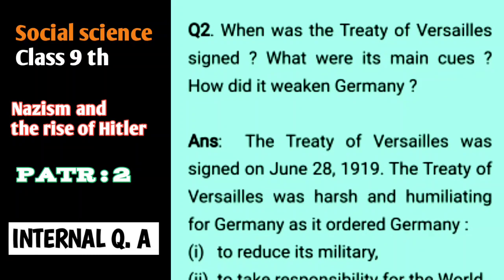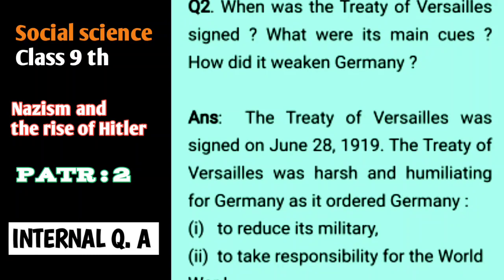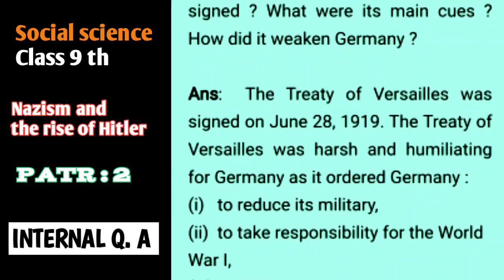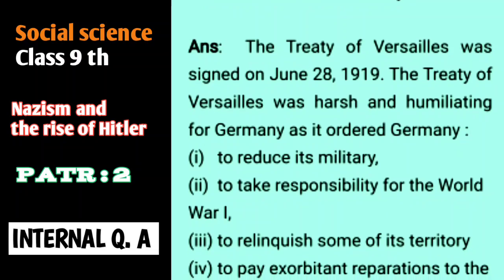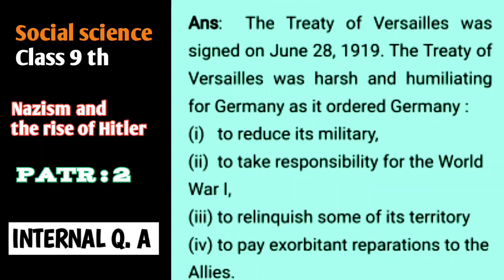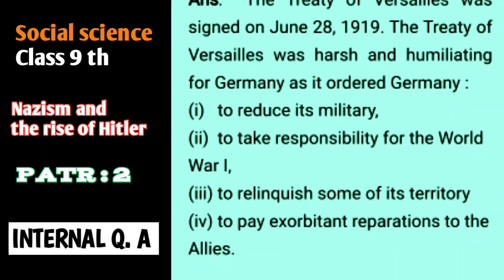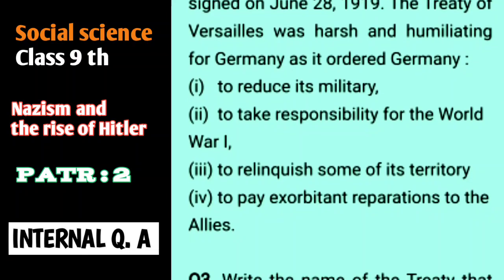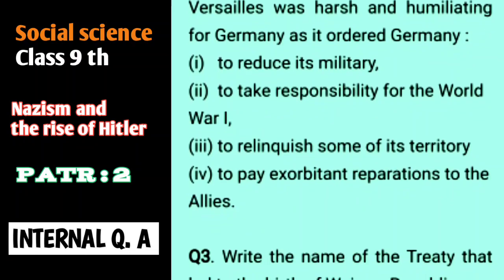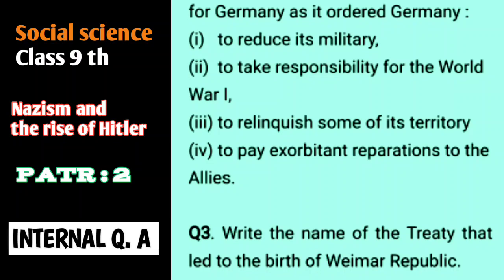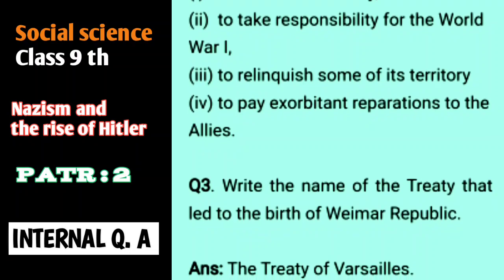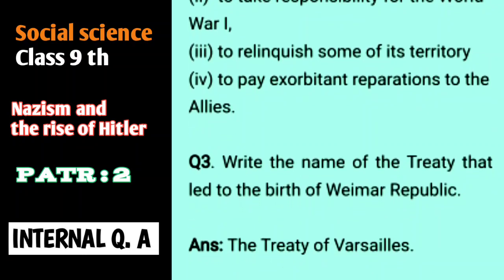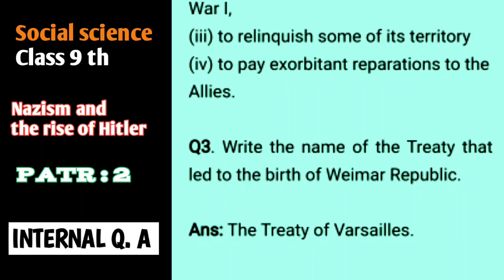The Treaty of Versailles was harsh and humiliating for Germany as it ordered Germany to reduce its military, to take responsibility for World War I, to relinquish some of its territory, and to pay exorbitant reparations to the Allies. Dear student, one last question is, write the name of the treaty that led to the birth of Weimar Republic. Clearly, the name of the treaty is the Treaty of Versailles.